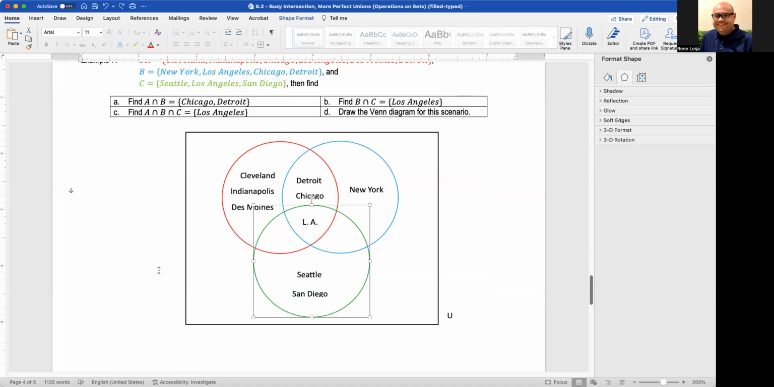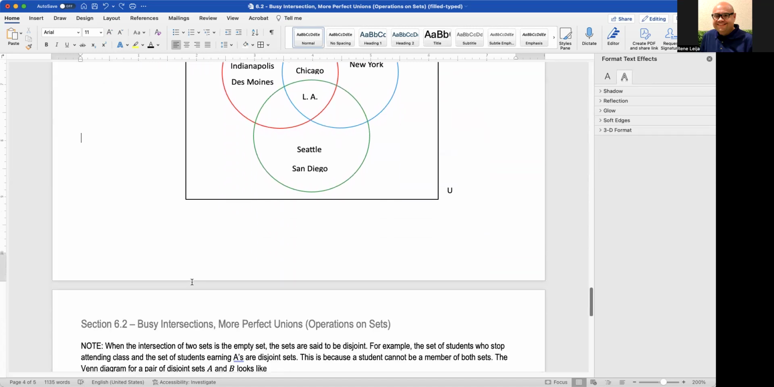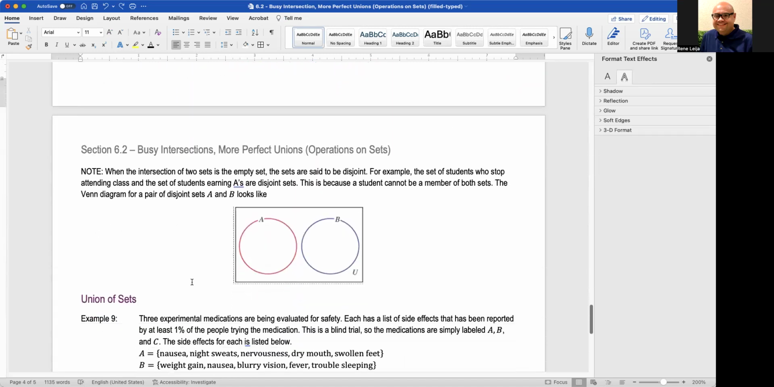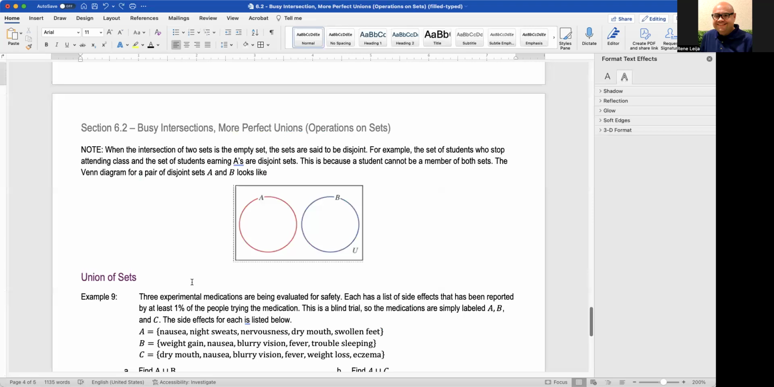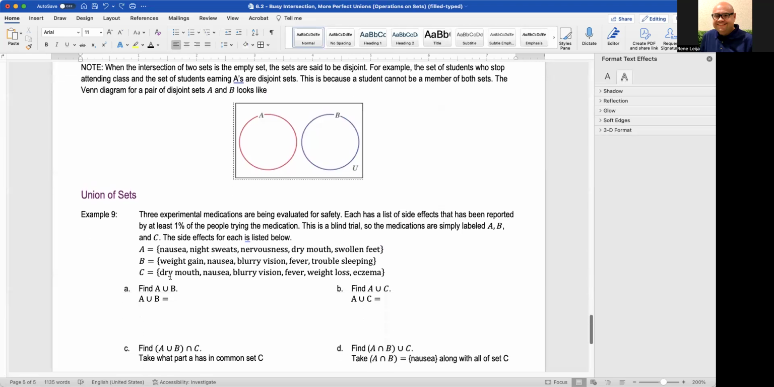Okay. All right. And so you can see the last thing was to draw the Venn diagram for the scenario. So again, you just start filling in the intersections and then put the cities where they go, respectively. Okay. All right. Now we talk about the last part, which are union of sets. Now remember, unions are where you want everything from your sets.